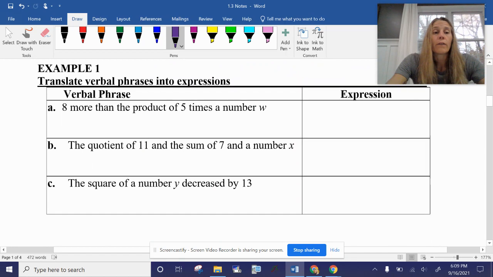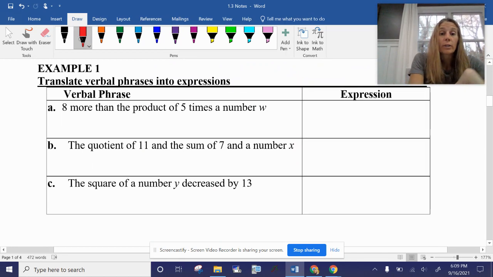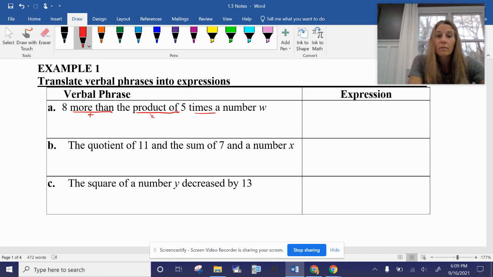So take a look at the first example here. We're going to translate these verbal phrases into expressions. The first thing I might look for is some of those words that we just talked about in that chart. So we have "8 more than," so we know there's probably going to be some addition involved there. Then we have the product of 5 times the number W, so we know there's some multiplication in there.